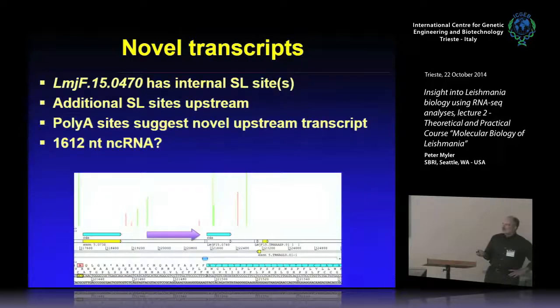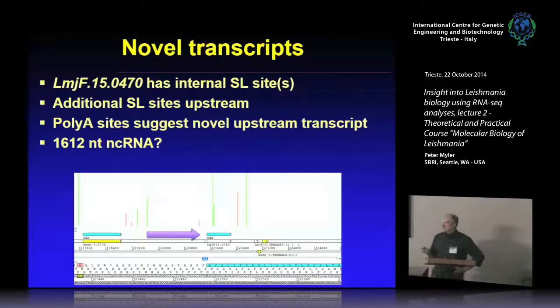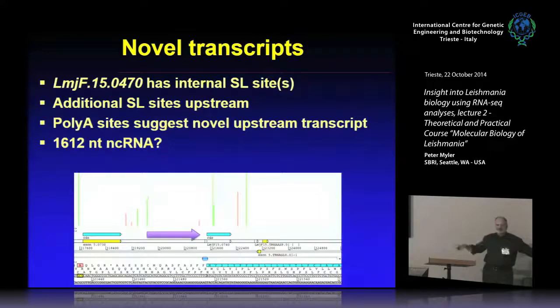But anyway, it turns out that there are several thousand non-coding RNAs distributed throughout the genome. And in fact, in Leishmania and African trypanosomes, virtually the entire genome is transcribed and has stable RNAs associated with it. So whether these have any function or whether they're just hanging around because they happen to be processed and are relatively stable is unclear.